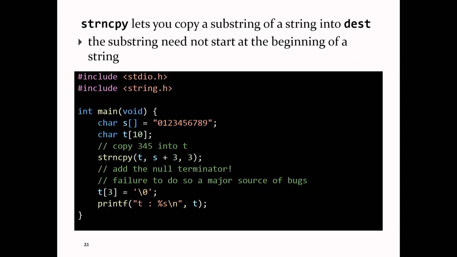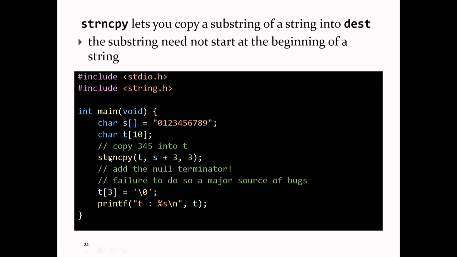But that's all it does. It copies the 3, the 4, the 5 into t. It doesn't put the null terminator in for you. If you copy all the characters of s, including the null terminator, into t, that copies the null terminator into t. But in this case, we're not. We're doing the 3, the 4, the 5. You have to put the null terminator in yourself, so I have to put a 0 after the third character in the string. Now I can safely call functions like printf or string length or whatever else I want using t.